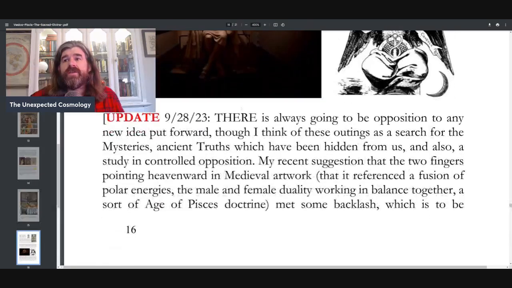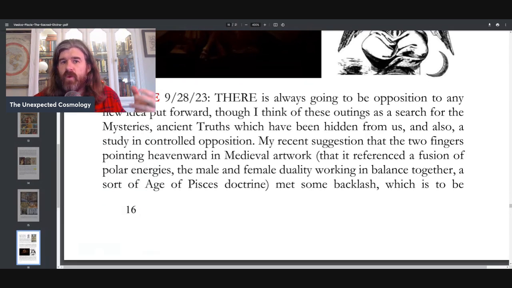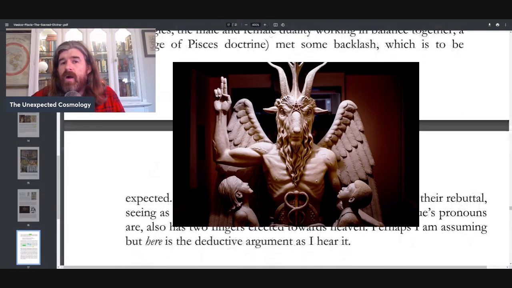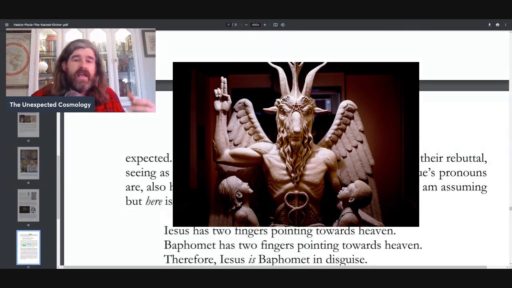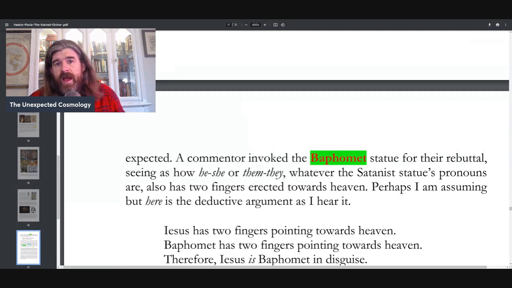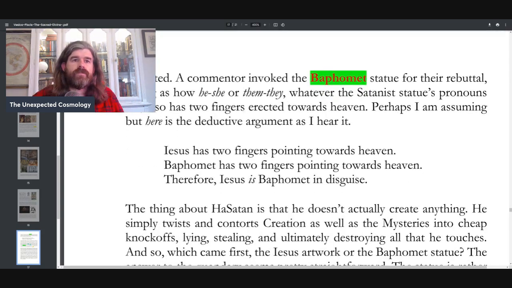My recent suggestion that the two fingers pointing heavenward in medieval artwork referenced a fusion of polar energies, the male and female duality working in balance together, a sort of age of Pisces doctrine, I guess you could say, met some backlash, which is to be expected. A commentator invoked the Baphomet statue for their rebuttal, seeing as how he, she, or them, they, whatever the Satanist statue's pronouns are, also has two fingers erected toward heaven.